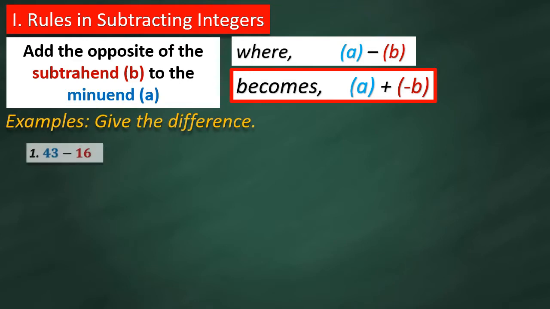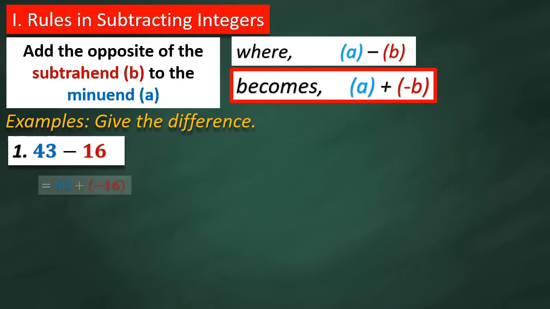Number 1. 43 minus 16. We add the opposite of the subtrahend 16 to the minuend 43. It becomes 43 plus negative 16.